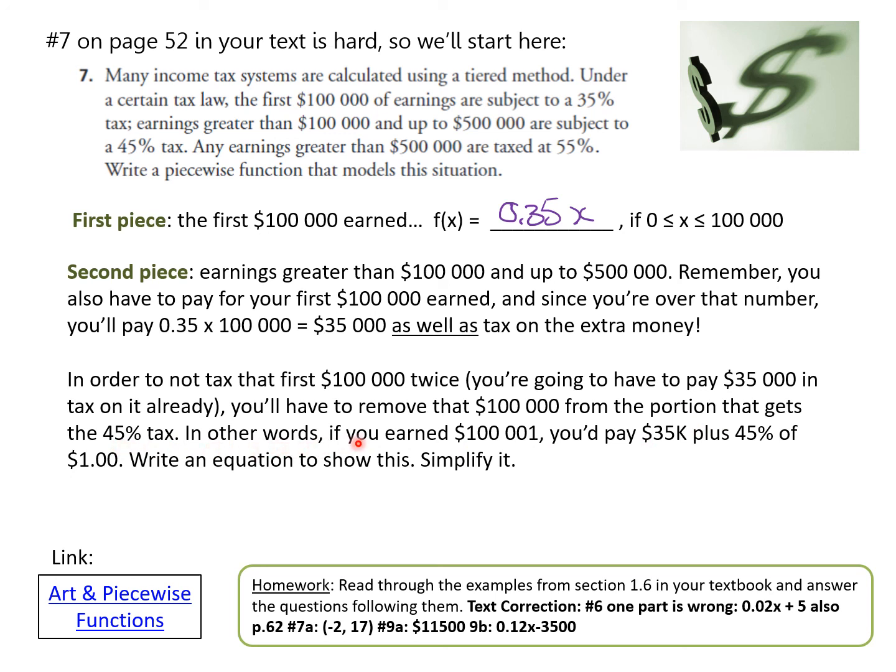In other words, if you earned $100,001, you'd pay $35,000 plus 45% on $1. So I want you to press pause here, see if you can come up with an equation for this and then simplify it. So press pause for a second and try to come up with your own equation and I'll show you.